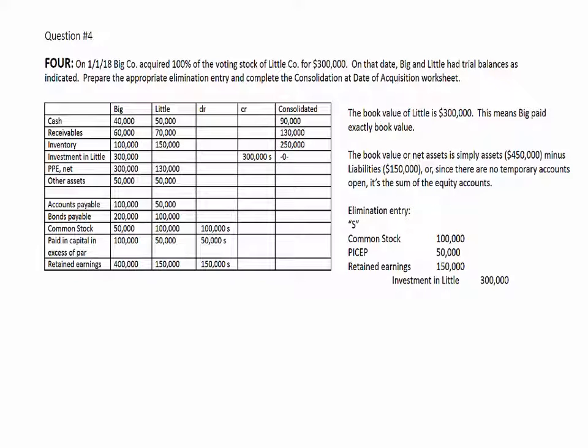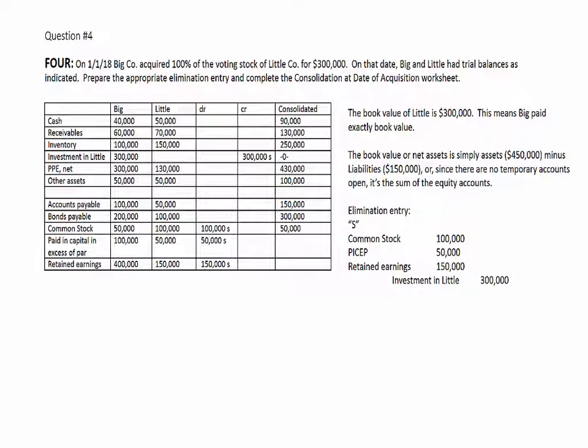For the investment in Little, we have a $300,000 debit balance under the Big column for investment in Little. That's being offset or canceled out or negated by a $300,000 credit, leaving us with a net balance of 0. And the remainder of the assets we simply add straight across. Similarly for the liabilities, there's nothing in the adjusting column for the liabilities, so we simply add straight across.